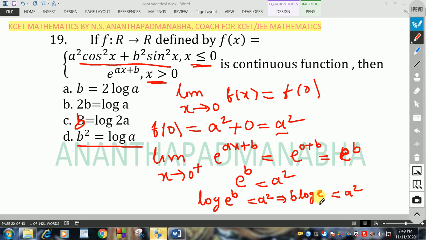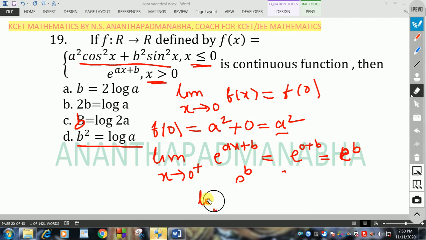So log e is actually 1. On the right hand side, I have log a square here. It is log a square. I made a mistake here while writing, I will correct it. So when left hand limit and right hand limit and the value of the function coincide, limit exists. Therefore a square is equal to e to the power of b.